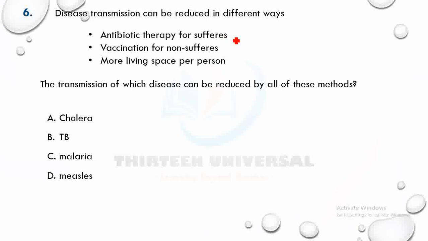So most antibiotics work with this, vaccination for non-suffer, yes, but which one specifically suits that? Which one deals with living space? Which one deals with airborne? Droplets, infection, aerosols. The cause is not cholera, it's not malaria, it has nothing to do with space. Measles and TB, most likely TB.